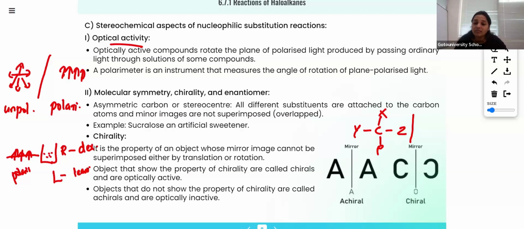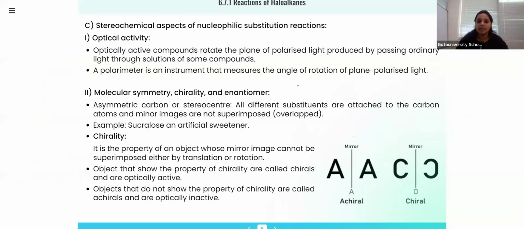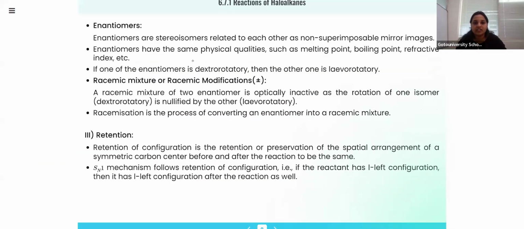So a chiral molecule will always produce a non-superimposable mirror image. See, this is an example of a chiral carbon. If you take this C and place it on this one, it is not superimposable. But if you place A on A, that is superimposable. The non-superimposable mirror images are called chiral molecules and superimposable ones are achiral molecules. So chirality means the mirror images cannot be superimposed, even by rotation. Now enantiomers. Enantiomers are stereoisomers related to each other as non-superimposable mirror images.